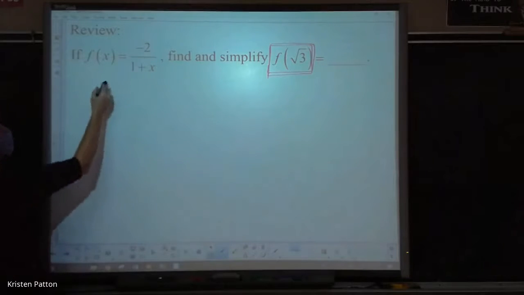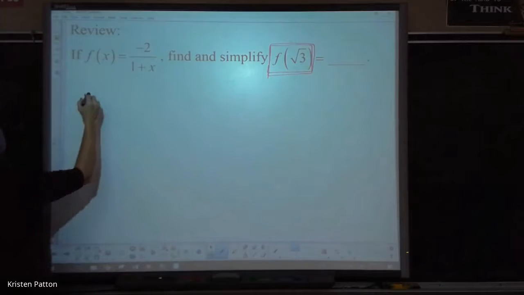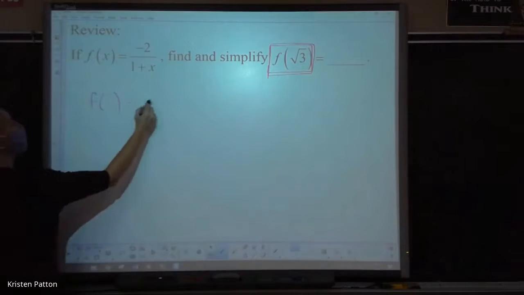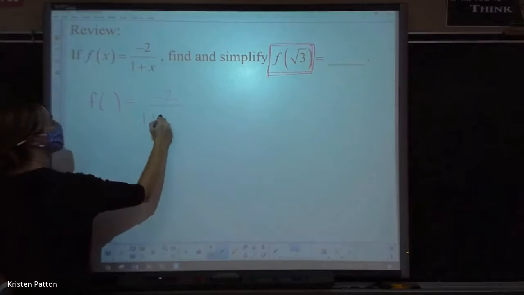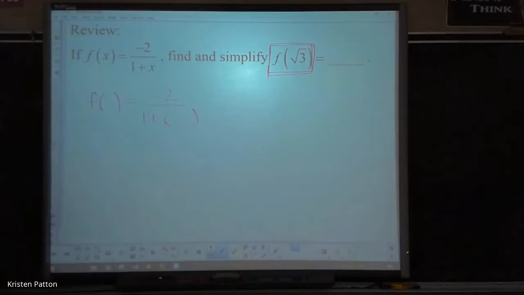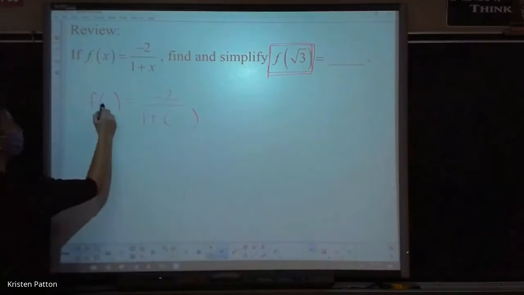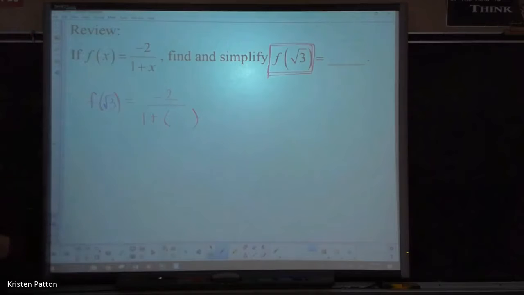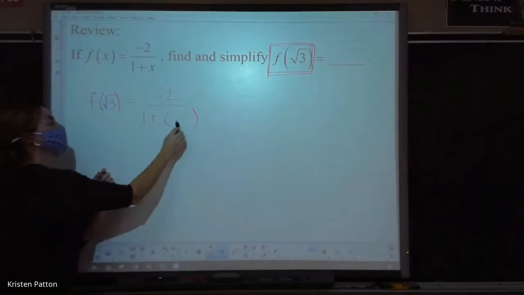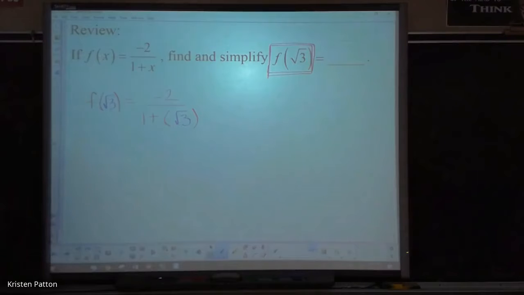Well, let's go back here. It's kind of like the homework question that Andrew asked about today. F of blank equals negative 2 over 1 plus blank. Function notation, right? All I did was take out the x's and I just left a blank spot there, right? They're saying find f of radical 3, so they put a radical 3 in here. So I should also put a radical 3 down here, shouldn't I?